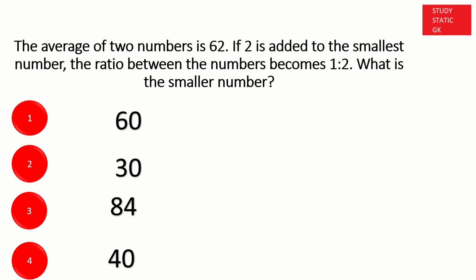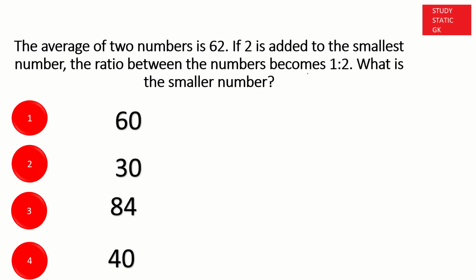Thank you. Next question. The average of two numbers is 62. If 2 is added to the smallest number, the ratio between the numbers becomes 1:2. What is the smallest number? Here 2 is added to the smallest number, so he is asking about the smallest number.